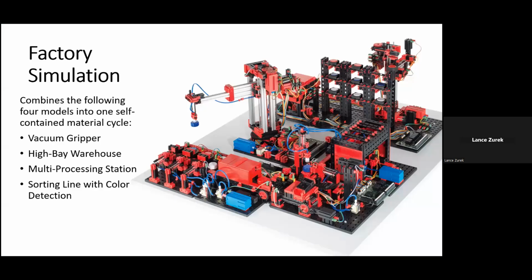The next model we're looking at is the factory simulation. This combines the 4 models that we've just reviewed, that being the vacuum gripper robot, the automated high bay warehouse, the multi-processing station with the oven, and the sorting line with color detection. Again, it combines them all into one self-contained material cycle.